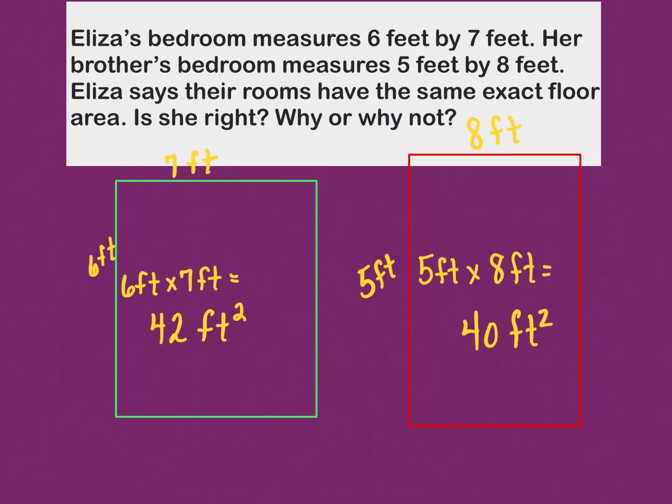We can now see that Eliza's bedroom is not the same exact floor area as her brother's bedroom. We can see that Eliza's bedroom is 2 square feet larger than her brother's bedroom.